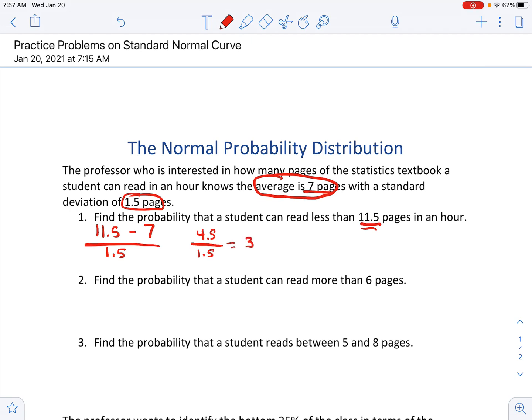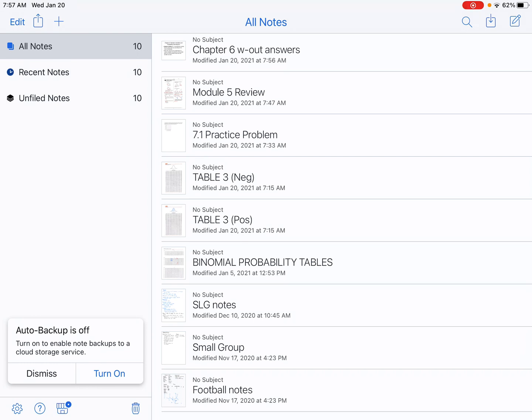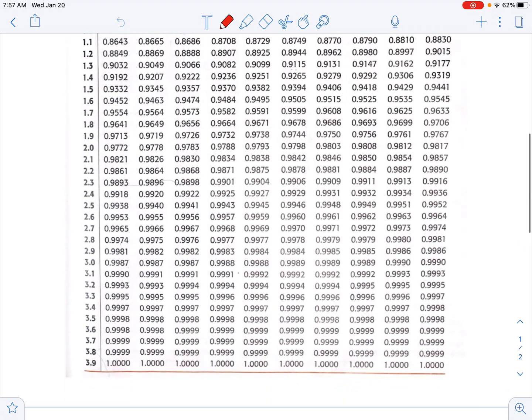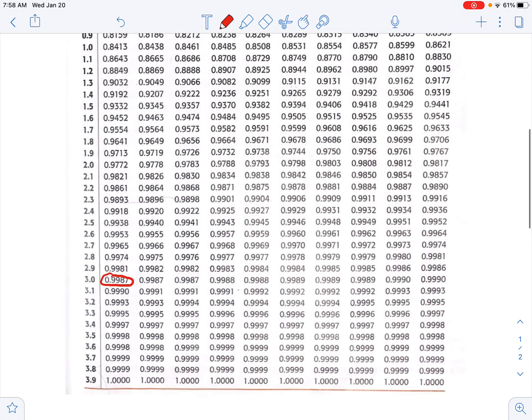So now we're going to go. This is a positive value, so pay attention to that. So we're going to go on our chart to the positive values. We go to 3 on the chart, so 3.0. We go down here, we've got a z-score of 3. So right here, now we go 3.0, and you go right there. So the probability that the value was below 11.5 is 99.87.